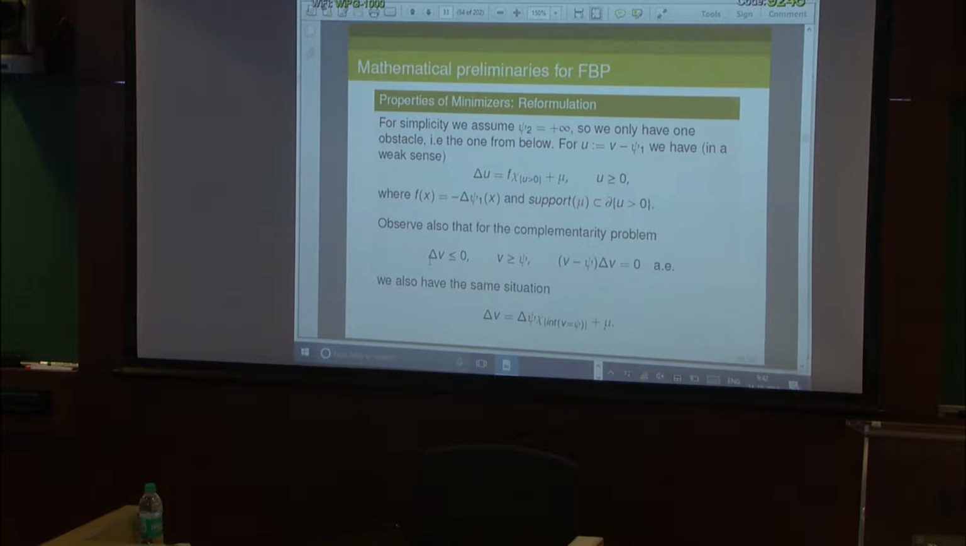You can think in higher dimension. Then you're looking for functions v. This is the function v. It has to always stay above psi. Of course, it can touch also; something like this can happen. And then you're looking in the space W^{1,2}_g, where g relates to the boundary data.